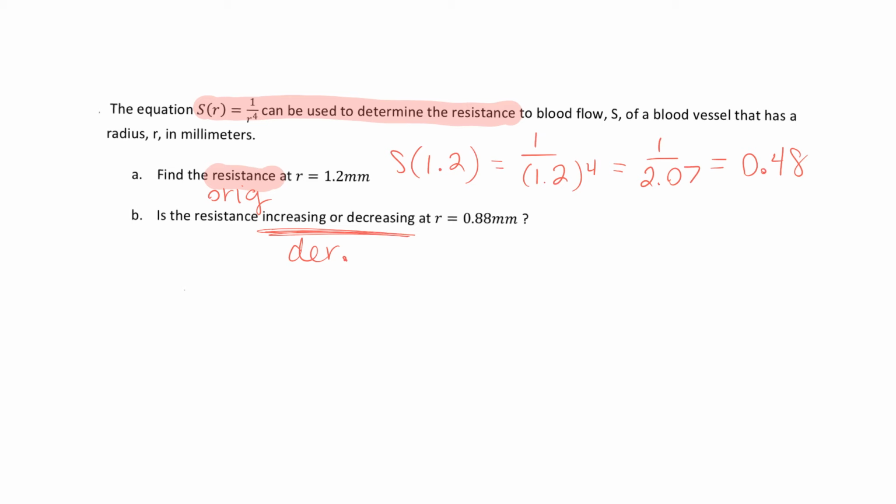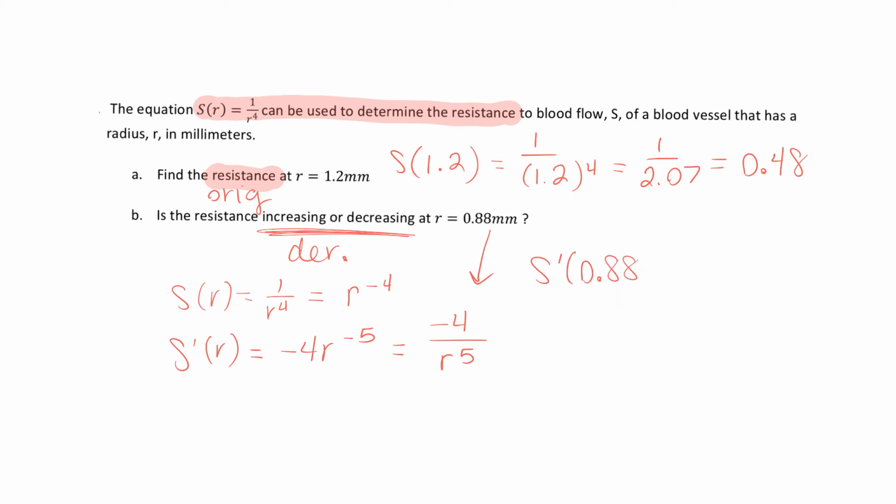So to find this derivative, if we have S of R is 1 over R to the fourth, isn't it easier to rewrite this as R to the negative fourth? And if we do that, the derivative of S of R is going to be negative 4R to the negative fifth, which is negative 4 over R to the fifth. And we want to know if it's increasing or decreasing at 0.88. So we are going to find S prime of 0.88.